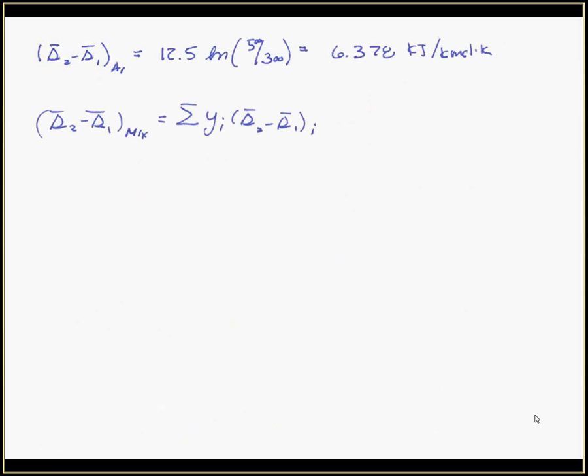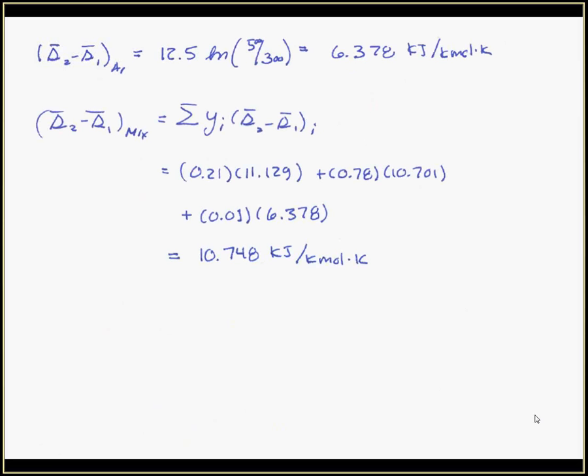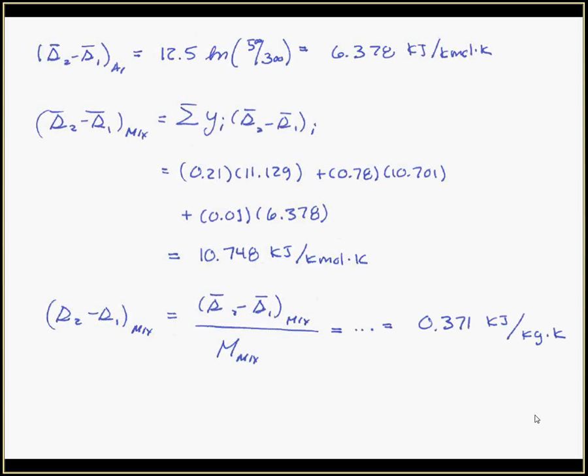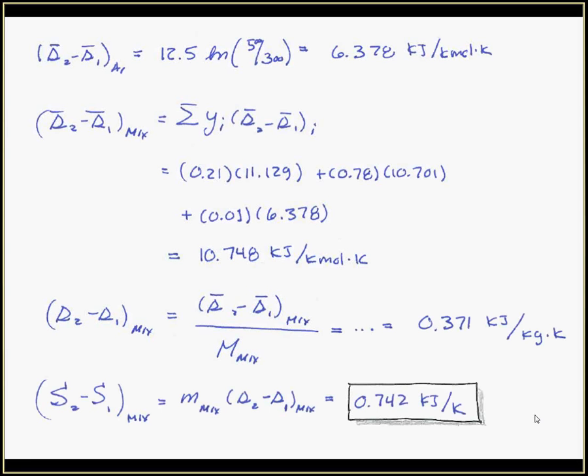Once again, I multiply those by the mole fractions, add them all up, and get delta little s for the mix on a molar basis. And as I did before, I'll take that and divide by the molar mass of the mix to find the change in entropy of the mix on a mass basis, 0.371 kilojoules per kilogram Kelvin. And finally, I multiply that by the mass of the entire mixture to find that the change in entropy for this mixture of gases is 0.742 kilojoules per Kelvin.